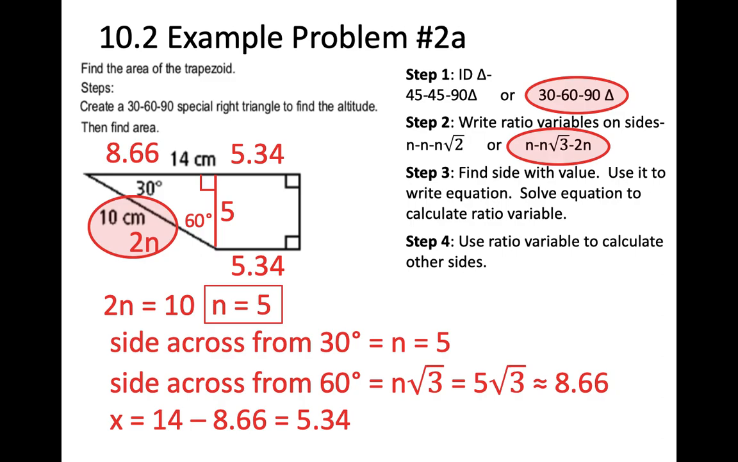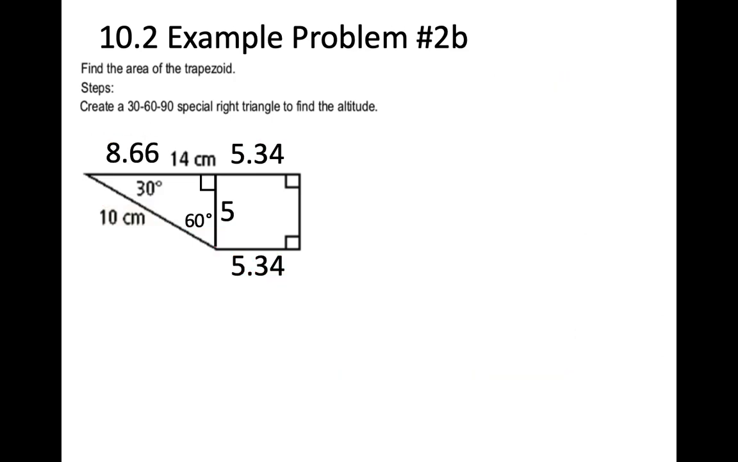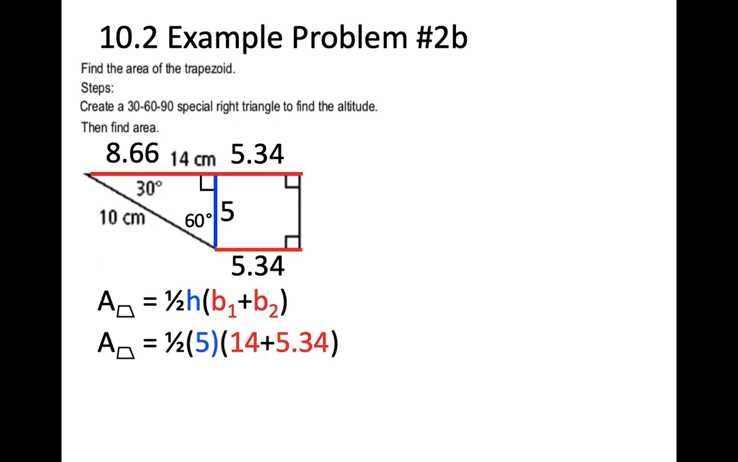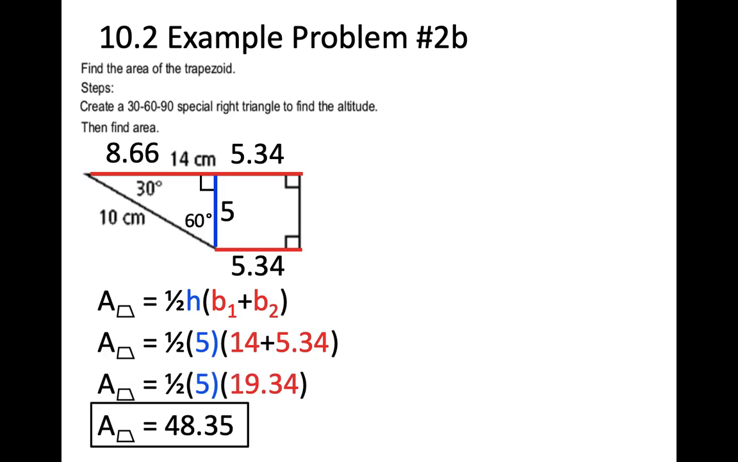Now I have all the sides necessary to be able to solve as a trapezoid. So then I can find the area. I know it's equal to 1/2 the height times the average of the bases. The sum of the bases. 1/2 the height times the sum of the bases. So I can plug those values in: 5, 14, 5.35. Multiply it out, and I get the area of this trapezoid is 48.35.